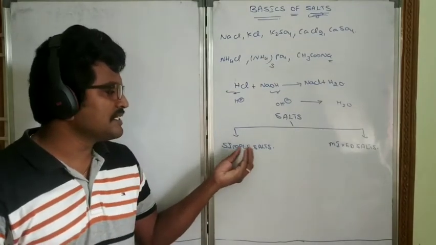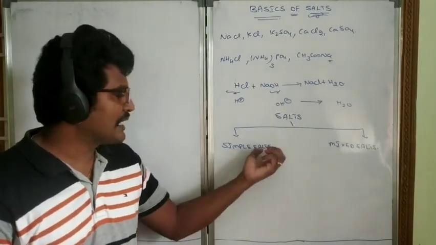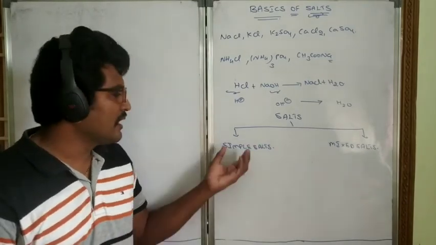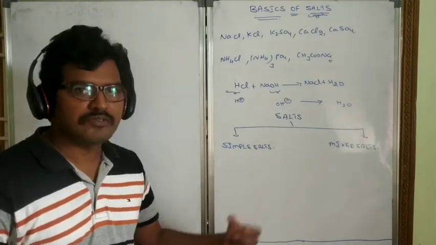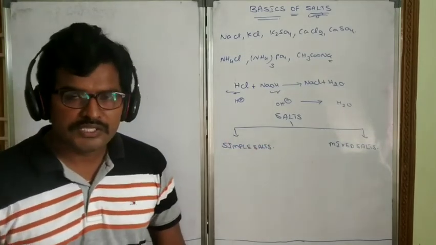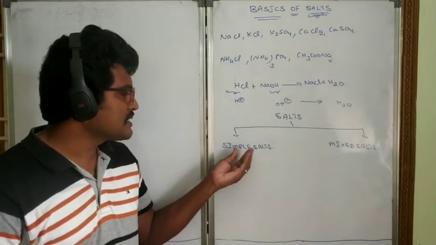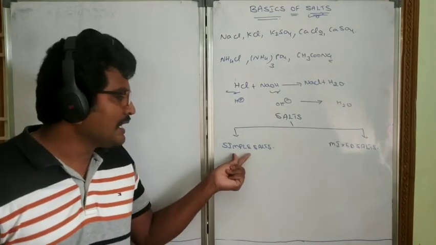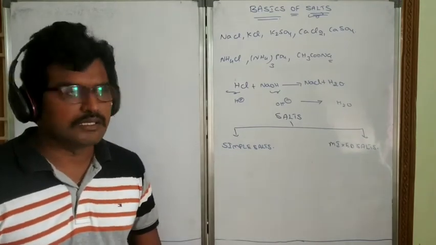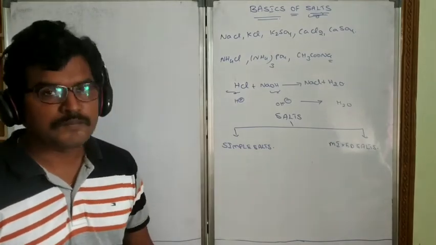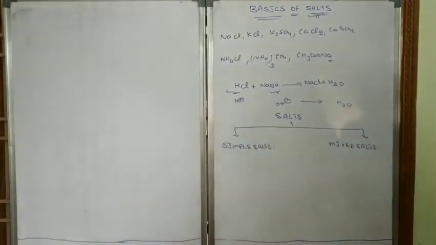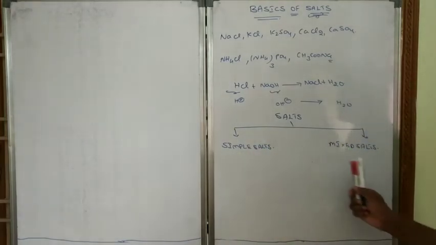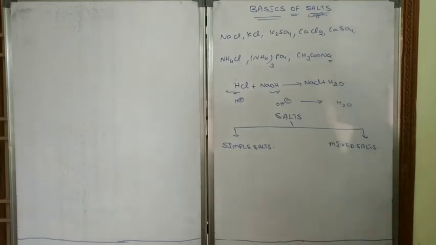So a simple salt has a single type of cation and a single type of anion. You can also call them salts obtained directly by the neutralization of an acid and a base. But there are also mixed salts. What are mixed salts? Salts which are obtained by the combination of two or more salts are known as mixed salts.